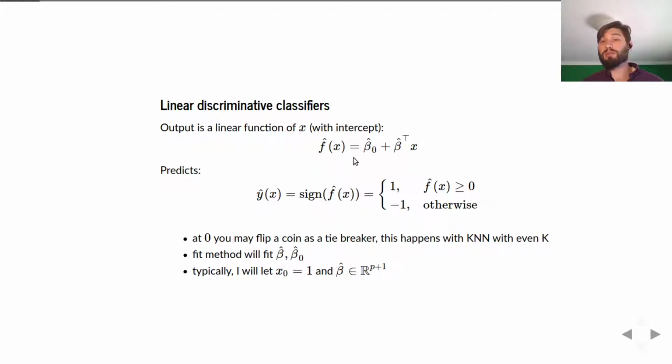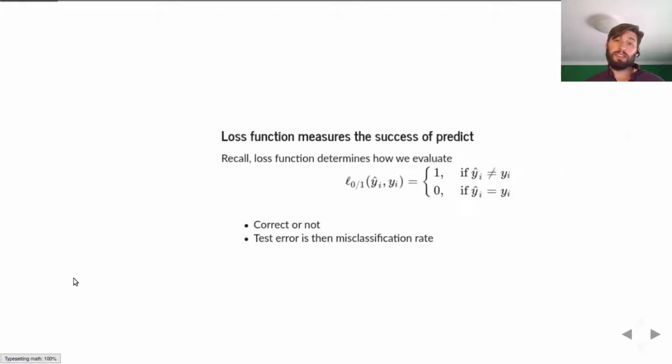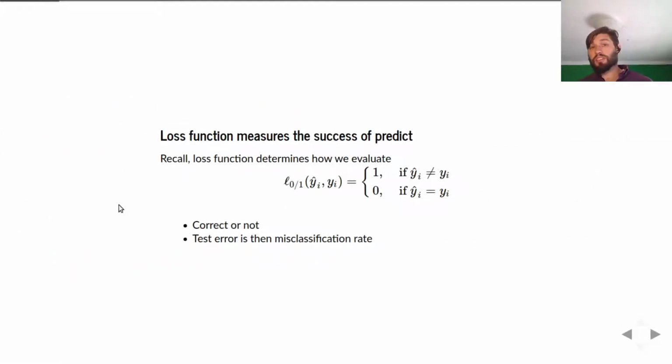So you can imagine situations where this f hat is actually equal to 0, and instead of biasing it towards 1 in the way that we do it here, you flip a coin. You just generate a Bernoulli random variable to determine whether it's predicted a 1 or a -1. Those are caveats to this. But instead of k-nearest neighbors, we're going to focus on binary classification, or linear classifiers, in this lecture. The loss function measures the success of our predict function.